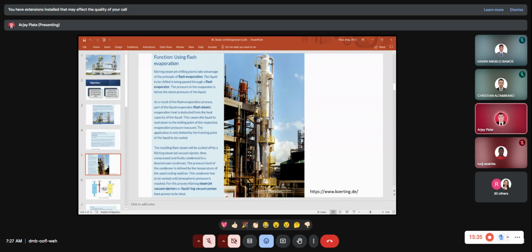So the pressure in the evaporator is below the steam pressure of the liquid. As the result of the flash evaporation process, part of the liquid evaporates. That is what we call the flash steam. Then the heat is deducted from the heat capacity of the liquid. This causes the liquid to cool down to the boiling point of the respective evaporation pressure.